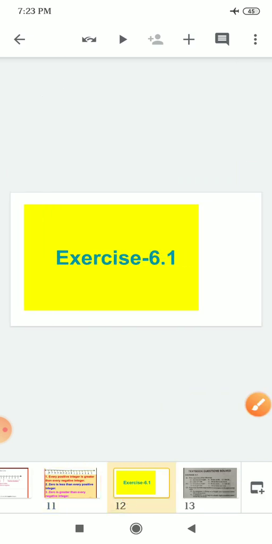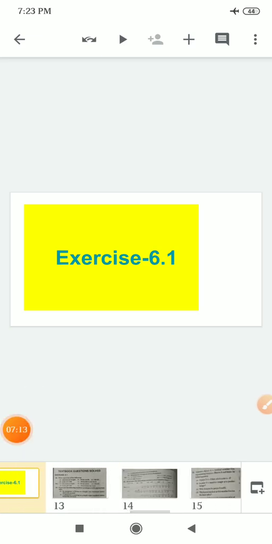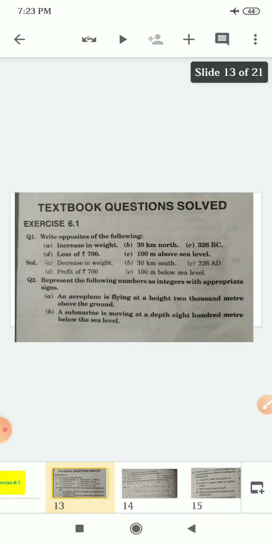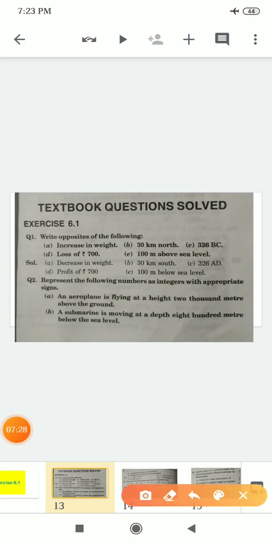So we are going to start our exercise 6.1 here. So let's begin with it. You have to note down this exercise in your notebook and practice those questions. We have textbook questions here, like write the opposite of the following. You have to write down the opposite for all these.